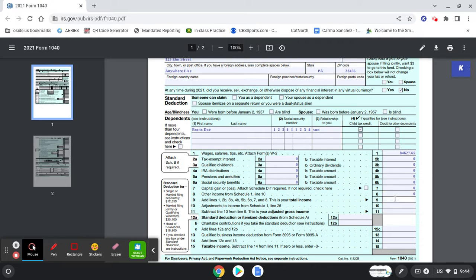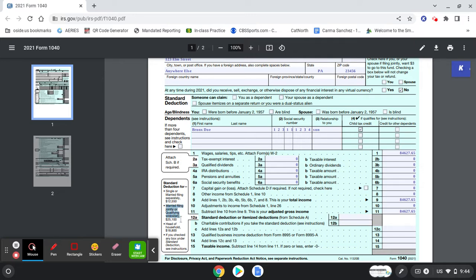No other income. Add lines 1 through 8 and put that number here. So it's our same number because there was nothing else to add. Then adjustments from the first, none, and then add lines. Hang on. Subtract line 10 from line 9, so we have the same number again. Because most people are just W-2 earners, most people don't have any other weird income, these three lines are usually the same.